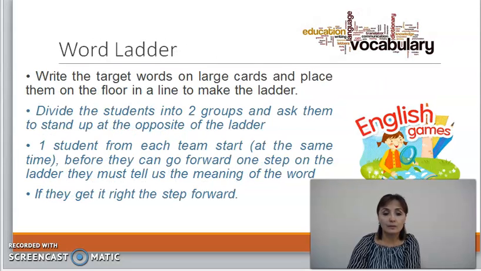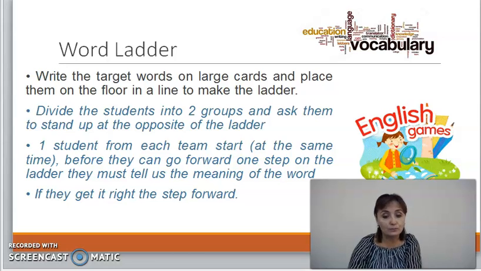The next activity is word ladder. So in this, write the target words on large cards and place them on the floor in a line to make the ladder. Divide the students into two groups and ask them to stand at the opposite ends of the ladder. One student from each team starts at the same time. Before they can go forward one step on the ladder, they must tell us the meaning of the word.